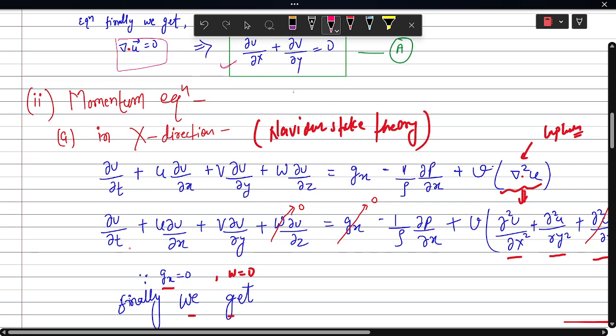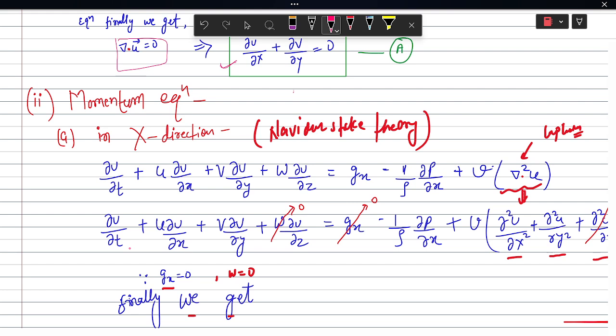Talking about the momentum equation, we know that the momentum equation is also called the Navier-Stokes equation, and it is expressed by del u by del t plus u del u by del x plus v del u by del y plus w del u by del z is equal to gx minus 1 by rho del p by del x plus nu del square u.